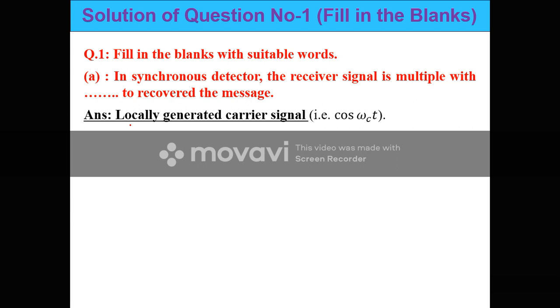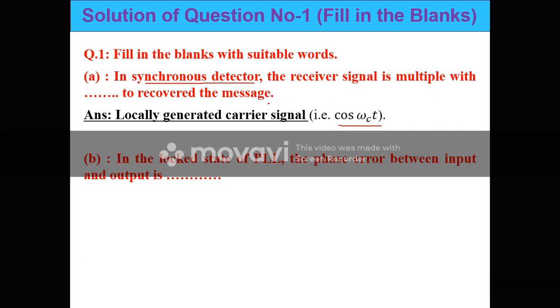So the correct answer will be locally generated carrier signal, or mathematically if we call it cos omega ct, where omega c is equal to twice pi fc. Okay, so this is angular frequency, that is now frequency. So in synchronous detector we use locally generated carrier signals, that is multiplied to recover the original message signal that was transmitted by the transmitter.